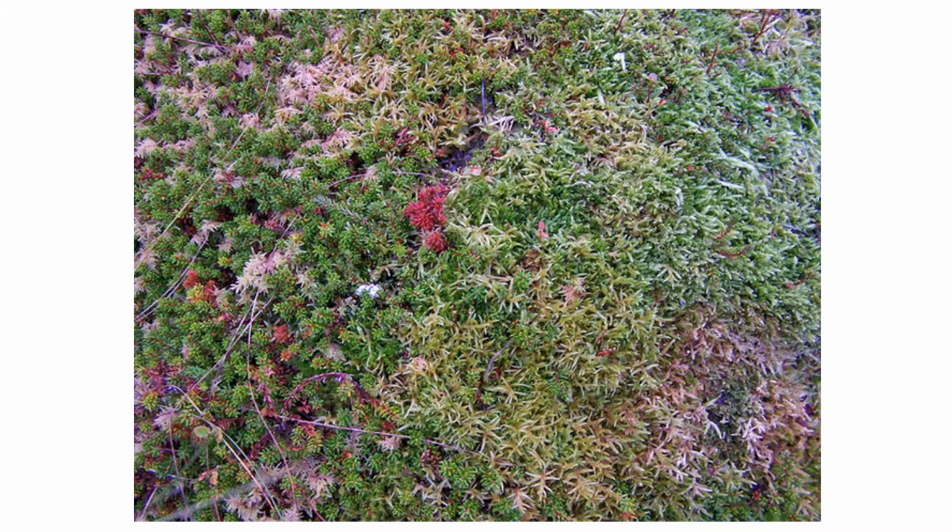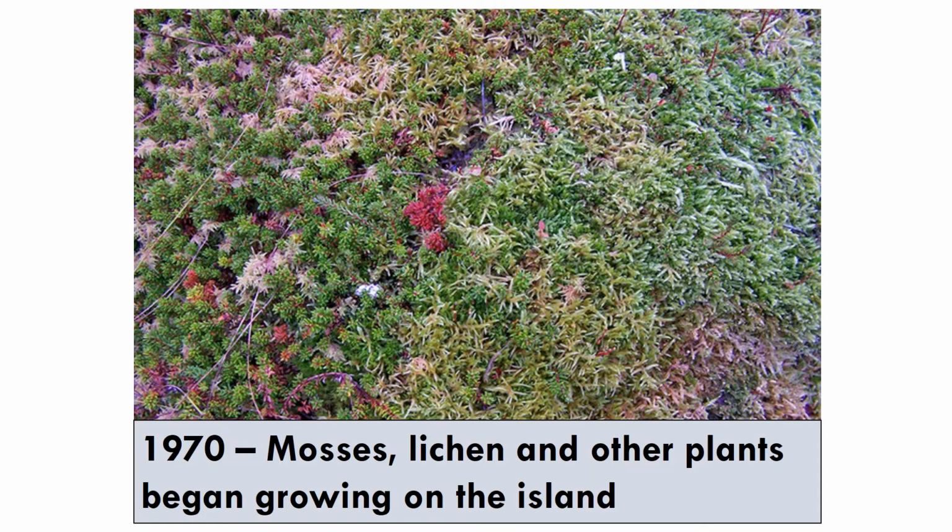And what happened initially was this. So you started off in 1970, so this was 7 years after it was formed. You had mosses and lichen begin to grow on the island. So basically the living things which can feed off of rock, they can get nutrients in those surroundings.